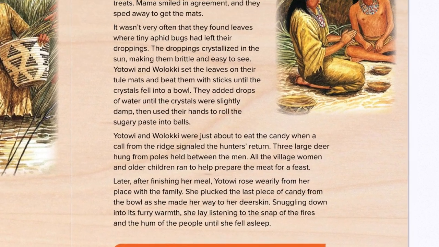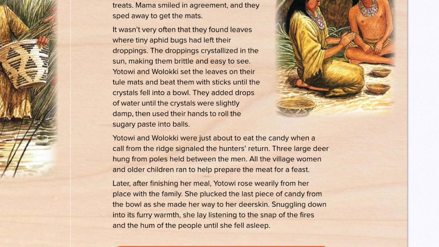Yotoi and Waloki were just about to eat the candy when a call came from the ridge, signaling the hunters' return. Three large deer hung from the poles held between the men. All the village women and older children ran to help prepare the meat for a feast.